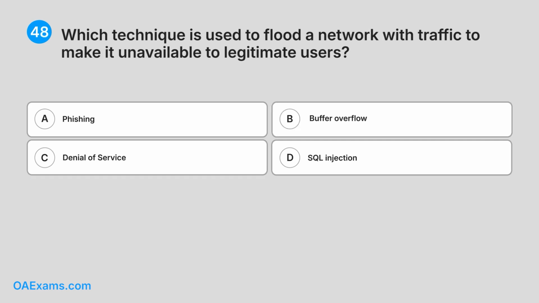48. Which technique is used to flood a network with traffic to make it unavailable to legitimate users? A. Phishing. B. Buffer overflow. C. Denial of service. D. SQL injection. What do you think is the answer?